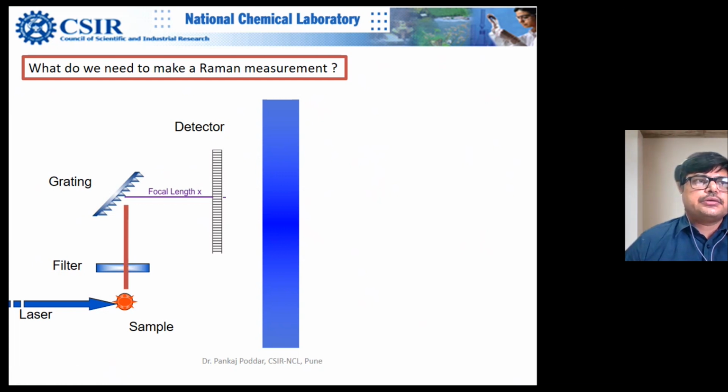it's not like only the Rayleigh scattered, elastically scattered photons are cut; depending upon the quality of the filter, there is some bandwidth. So you may lose some lower phonon modes, actually below 100 centimeter inverse. There are solutions for that, depending upon what kind of Raman shift you are interested in.